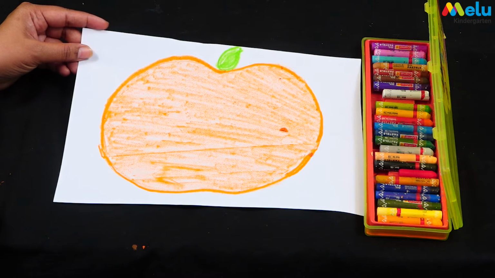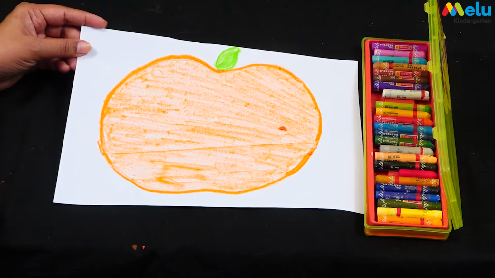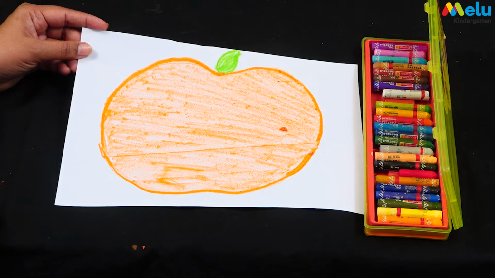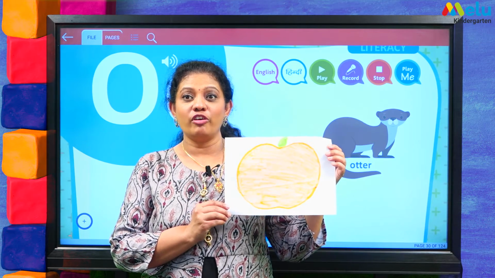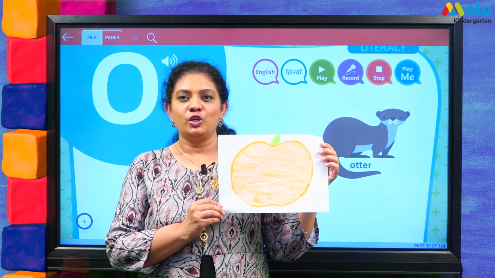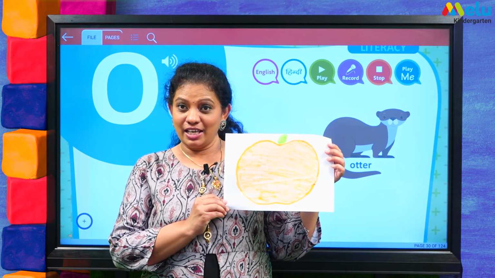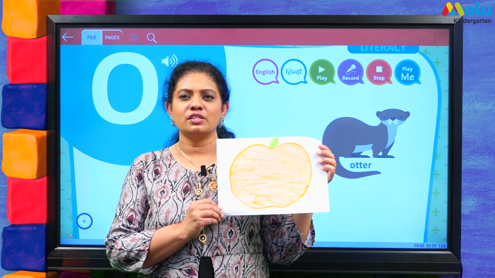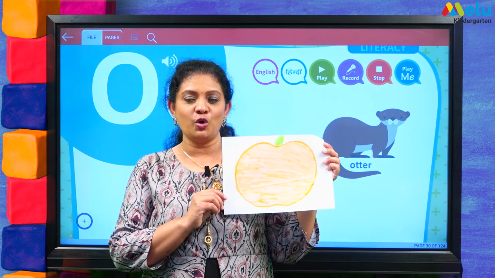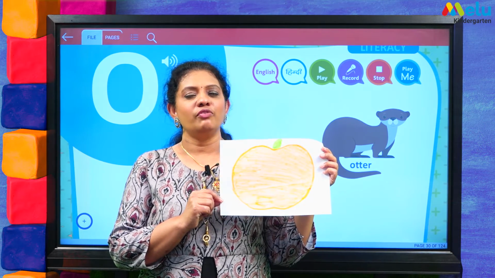We are done with the activity and hope you enjoyed this. Yes, children, see our drawing. Beautiful, right? And very easy also. You can draw an orange like this. And not only orange, you can keep trying other objects with the help of strokes. Okay? We are done with the session.